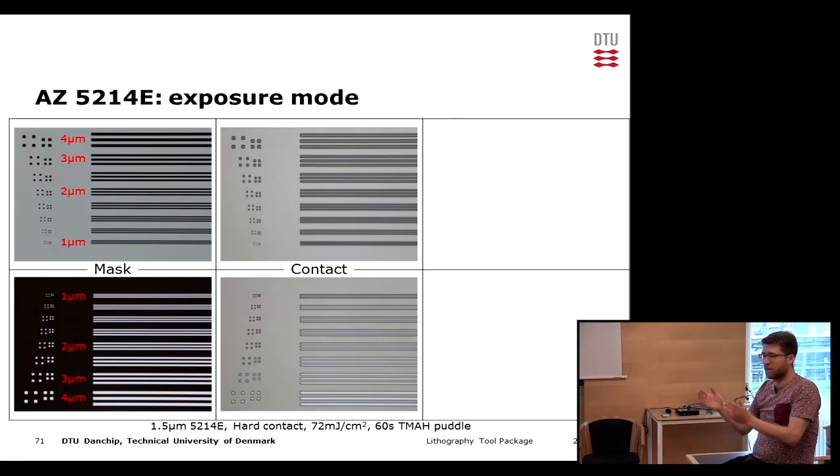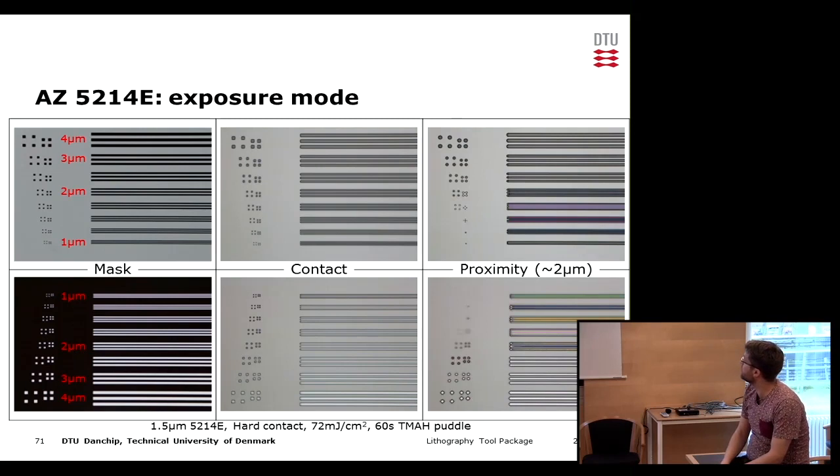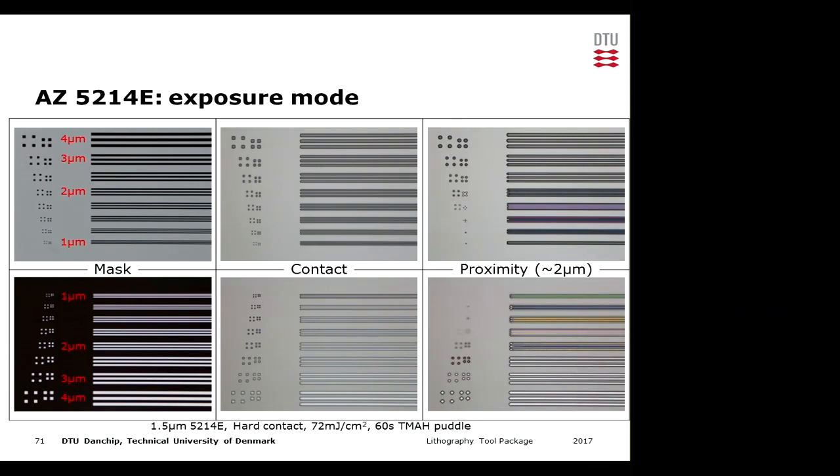So now the question is, what happens if I purposefully introduce a 2 micron proximity gap? So I did another exposure, told the machine to use proximity exposure, 2 micron gap, and the result is this. There are several things going on here. If you start by concentrating on the bigger lines, the 4 micron lines on the top or on the very bottom here, you can see that the lines look rather nice. And then you can see as we go down in size, things start to go completely wrong, right?